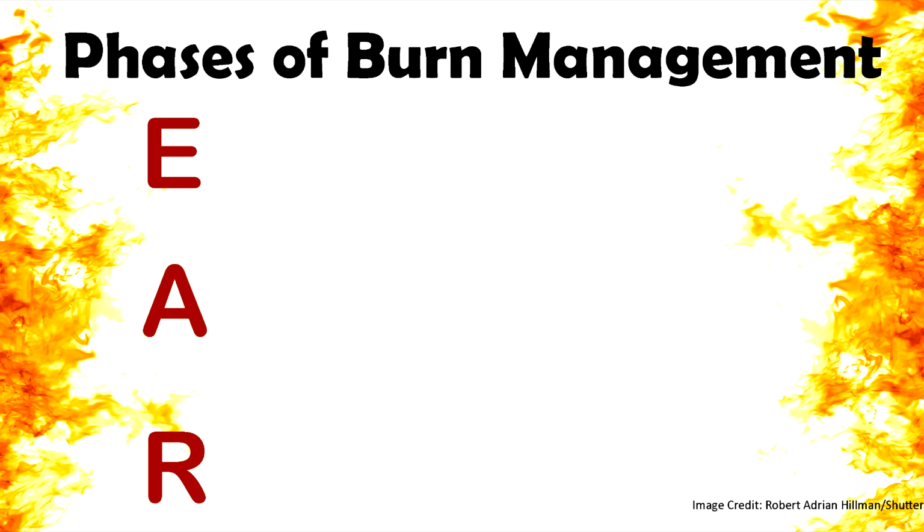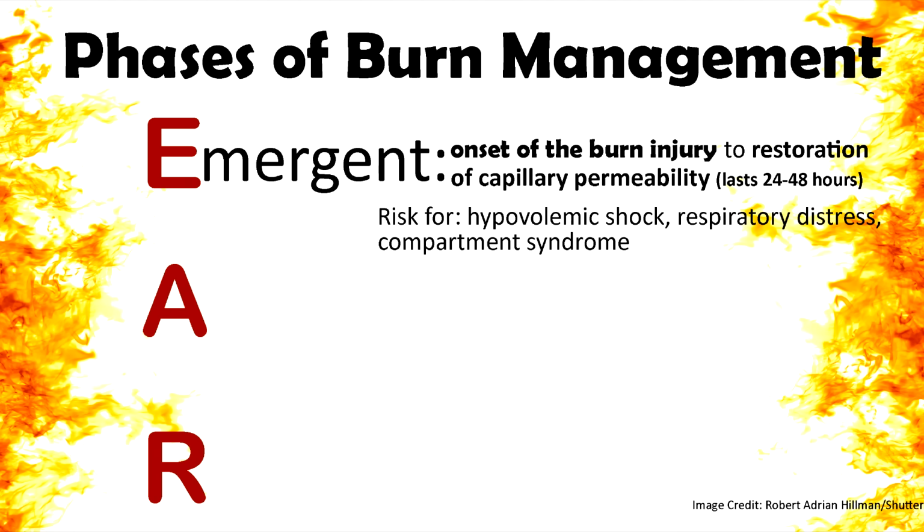The first phase is called emergent, also called resuscitative. This is where you have the onset of the burn injury, and it ends with the restoration of capillary permeability. This phase lasts about 24 to 48 hours depending on how severe the burn is. During this phase, the patient is at risk because we have an increase in capillary permeability, which we're going to learn about in a moment. This can lead to hypovolemic shock, also respiratory distress due to all the swelling, depending on where the burn's located, and of course, compartment syndrome, which also depends on where the burn's located.